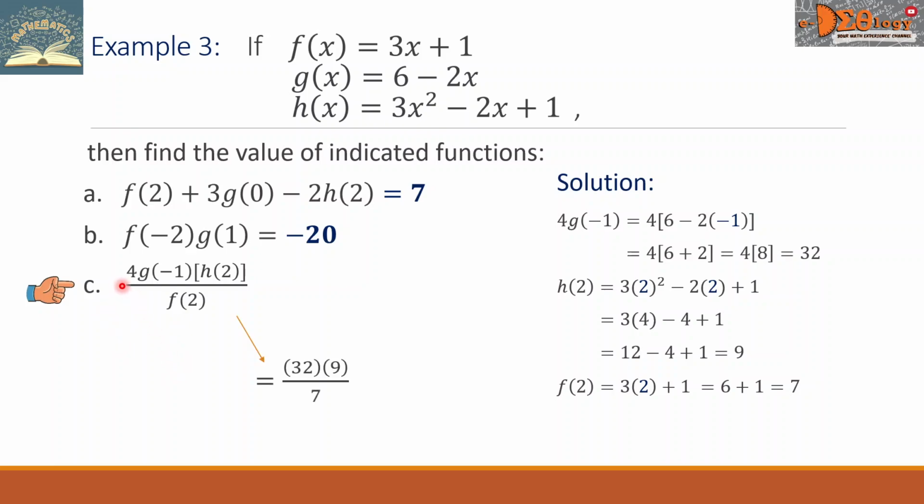Now we substitute the values in problem C. So we have this 4 times g of negative 1. The value is 32. We write it here, times h of 2. h of 2, the value is 9. It's here now. All over f of 2, which is 7. Now we simplify the numerator. 32 times 9 is 288 over 7. This is now the answer. So we copy this value opposite problem C.